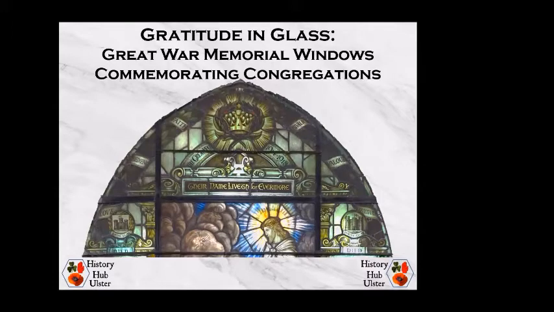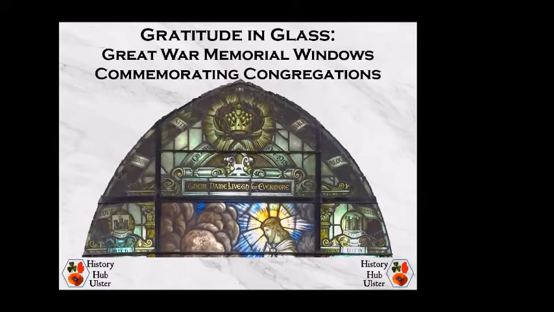These war memorial windows can be found in 8 of the 9 counties of Ulster. The only county where I have not found a war memorial window so far is County Cavan. I'm going to be looking at one window from each county and also one window from Greater Belfast. And obviously, I'll also be giving a biography of at least one person from the relevant congregation. You'll see this window coming up again later on.